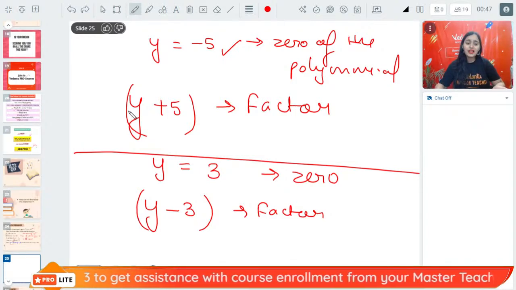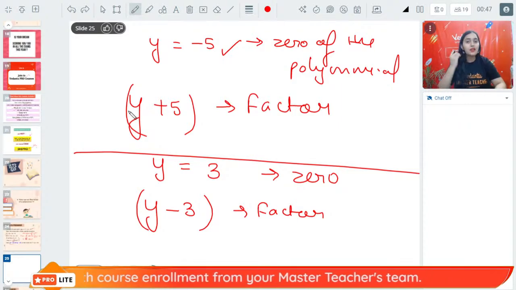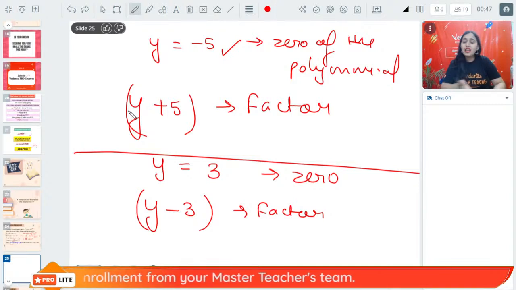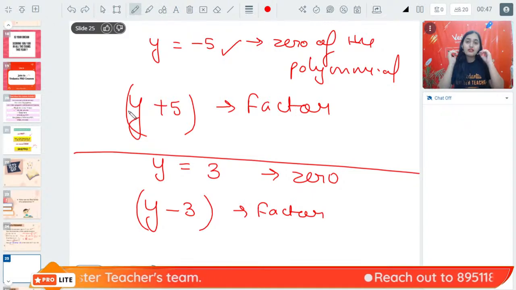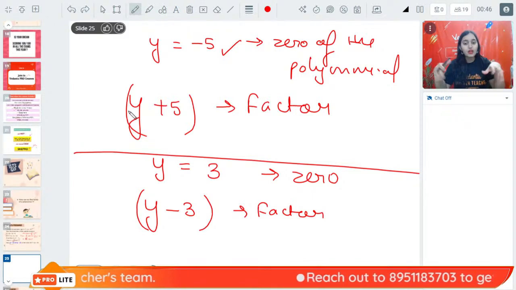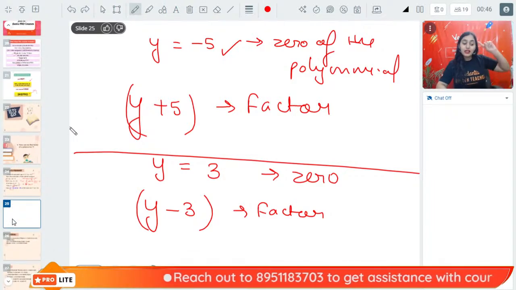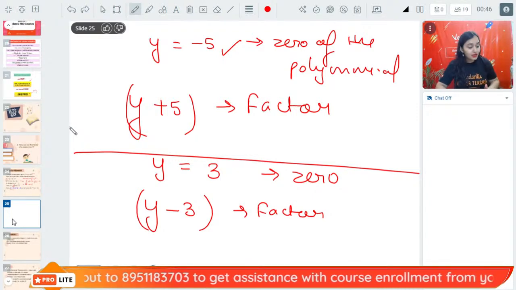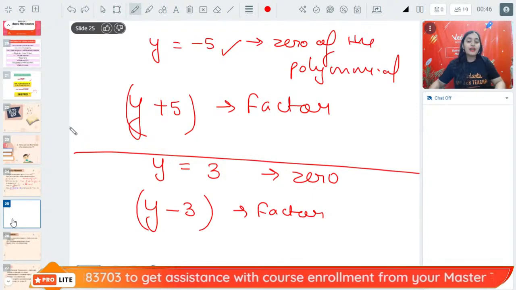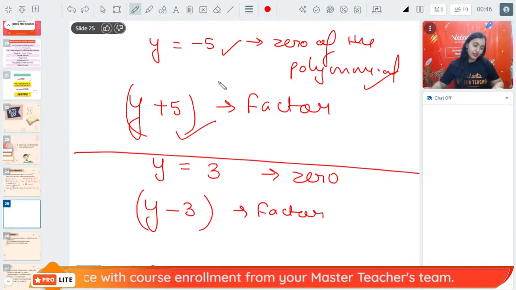Zero is very simple, Kanhaiya. Zero means the value of the variable because of which the polynomial becomes 0. It's so simple. For example, in an algebraic expression, the value of the variable because of which the algebraic expression becomes 0 is the zero of the polynomial. For example, in the linear equation chapter, you have learnt about the solution of an equation, right? So, the solution of an equation is the zero of the equation and hence a factor of the equation.